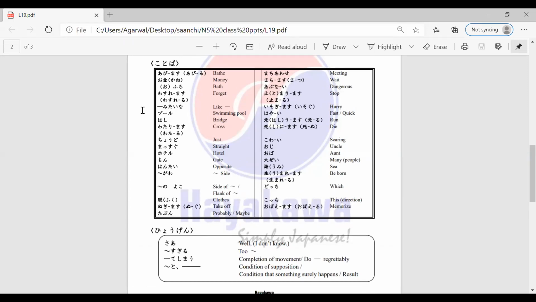So o is the particle, honorific particle. Okay, the next verb is wasuremasu or wasureru, which means to forget. Forgot. The next word is mitaina, which means like. The next word is puuru, which is swimming pool. The next word is hashi, which means bridge.